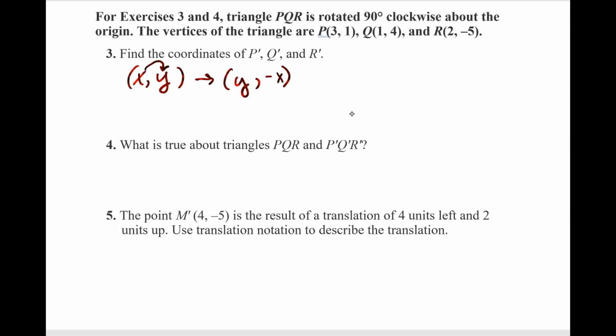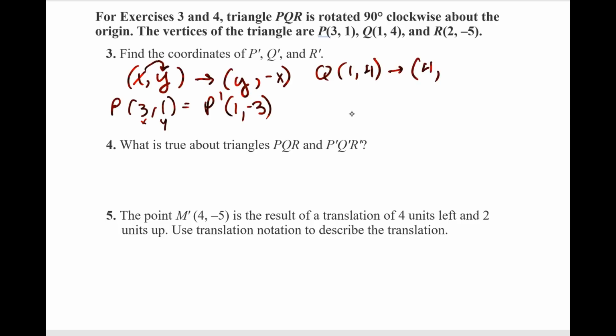So move that there. What is P? P is currently 3, 1. Therefore P prime: this is my X and my Y. This says put the Y first, then put the X last, and change the sign. Q is 1, 4. Again, put the Y first, put the X last, change the sign.